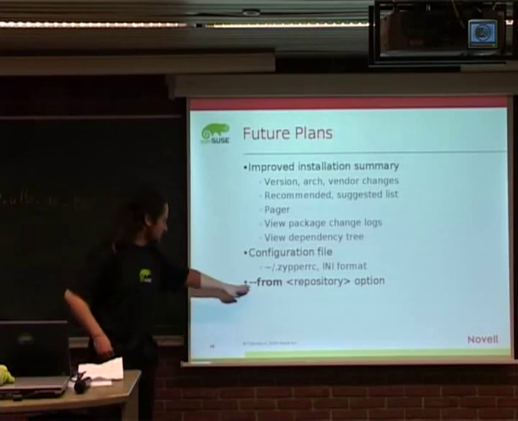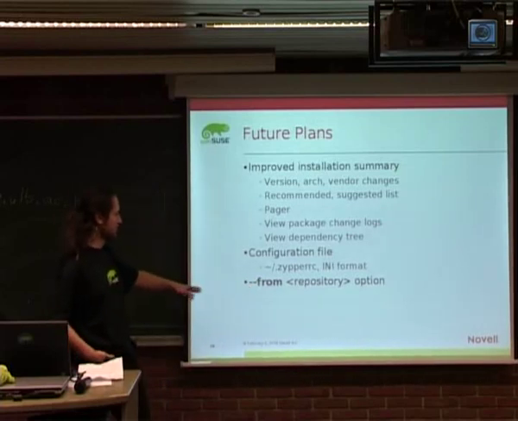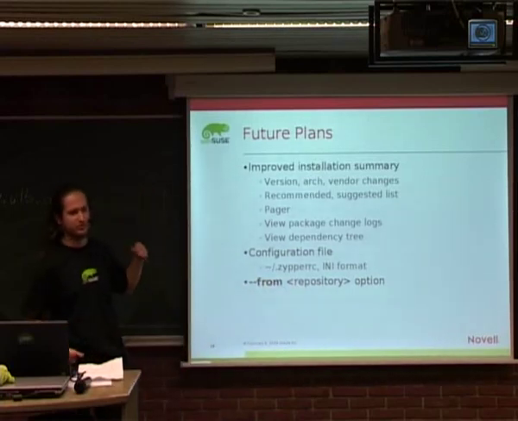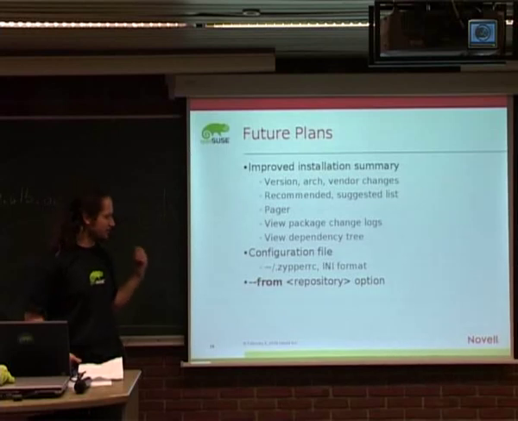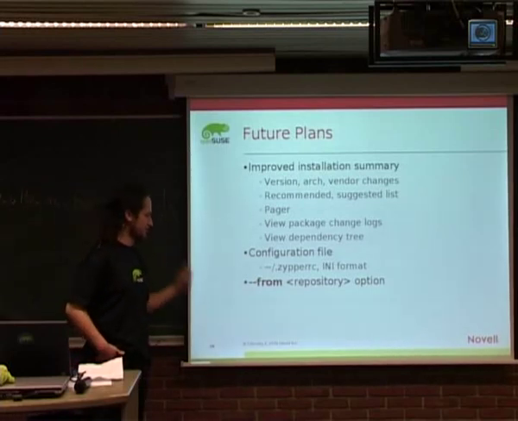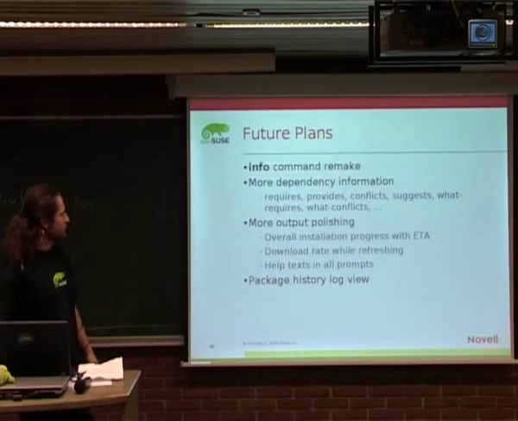Then there will be a new option. This option will be available everywhere where currently the repo option is used, and it will basically select packages from the repository you specified, but it won't disable the others. So it can satisfy dependencies from the others. We will completely remake the info command to be more useful.